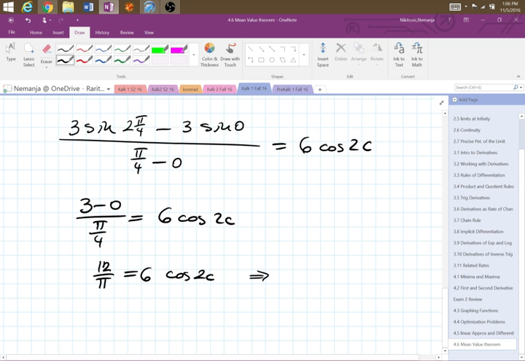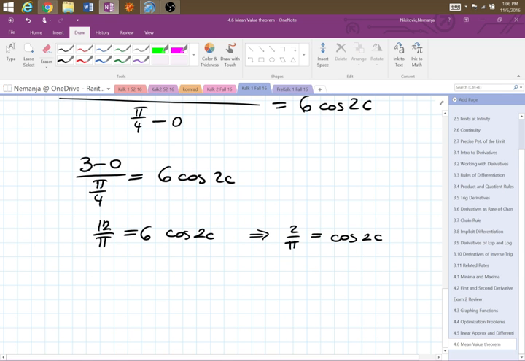From where when I divide by 6, I get 2 over pi equal to cosine 2c. Now, we have to solve this equation. How do we solve this equation?